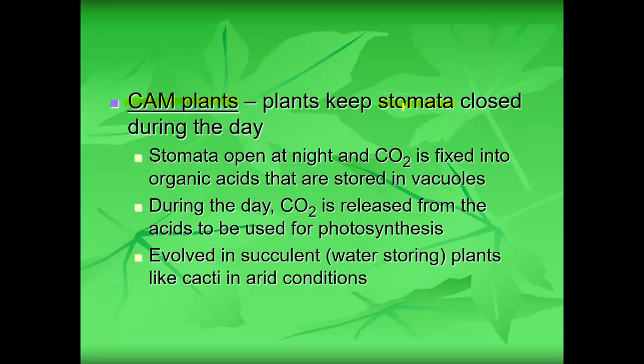And so what they do is they keep their stomata closed during the day. Now, when they open them at night, that's when they fix the CO2. They fix it into acids, and they store that CO2 in acids. And so that way, during the day, they release CO2. So as those light reactions are happening, they don't have to be bringing in the CO2 at the exact same time. The CO2 has been stored. They can keep their stomata closed, and the CO2 can be released as needed. And so once again, you'll find this in your succulent plants like cacti in really hot, dry areas.